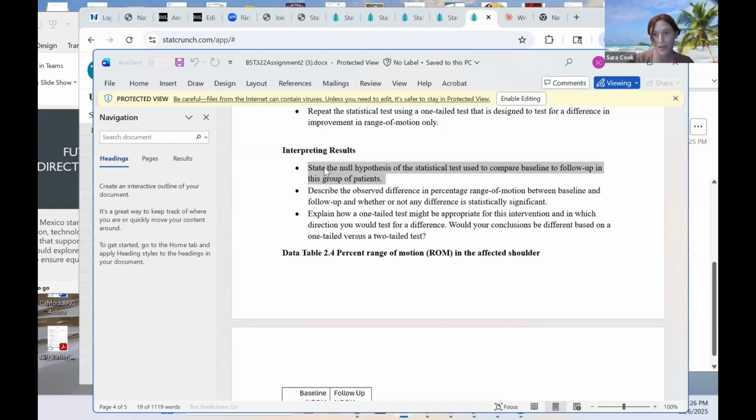And the word null comes from some similar origin as no and nothing. In fact, I think in the UK and Canada, like nil, null, 0, nothing. So that's what that means. And it's a little counterintuitive, but that's how we do statistics.